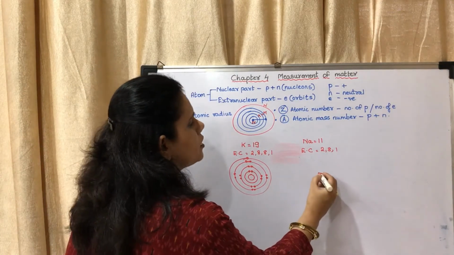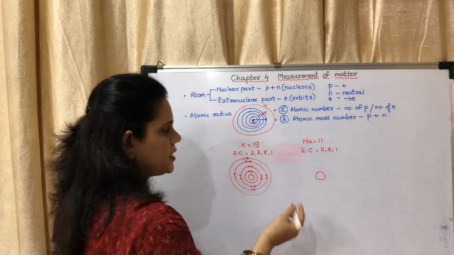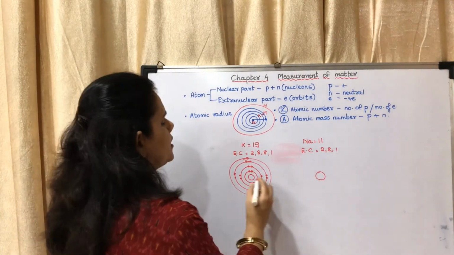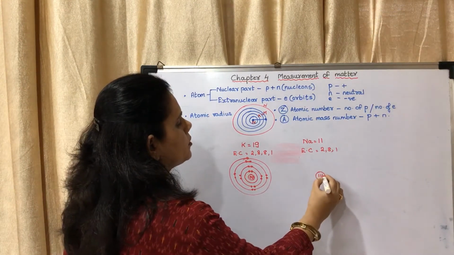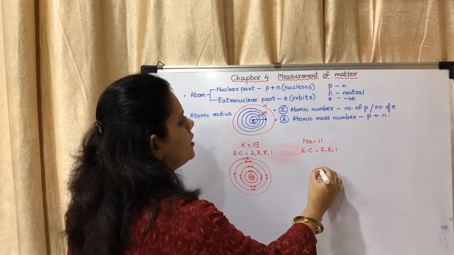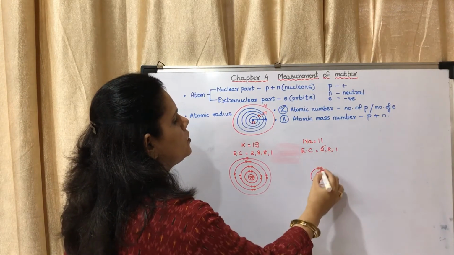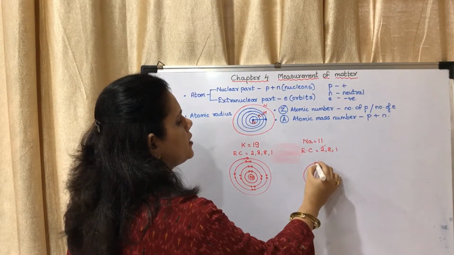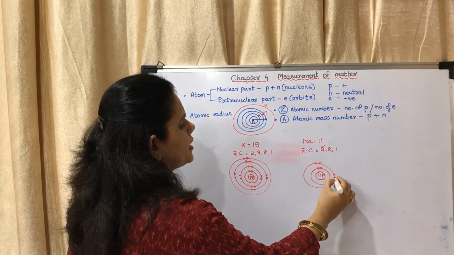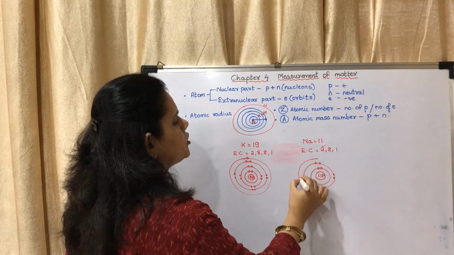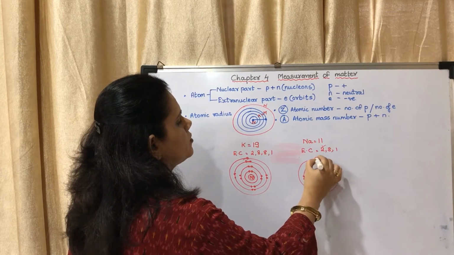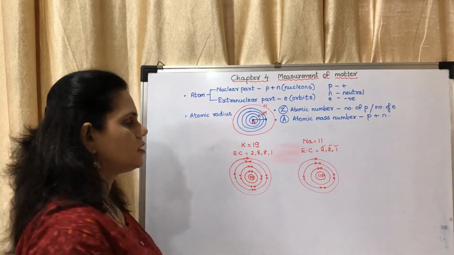Now how will you draw sodium atom? The nucleus, this is the nucleus. How many protons? 19 protons. Here it is 11 protons. First shell, it is 2, okay? Second shell, it is 8. And third shell is 1, okay? Second shell is 8, third shell is 1.